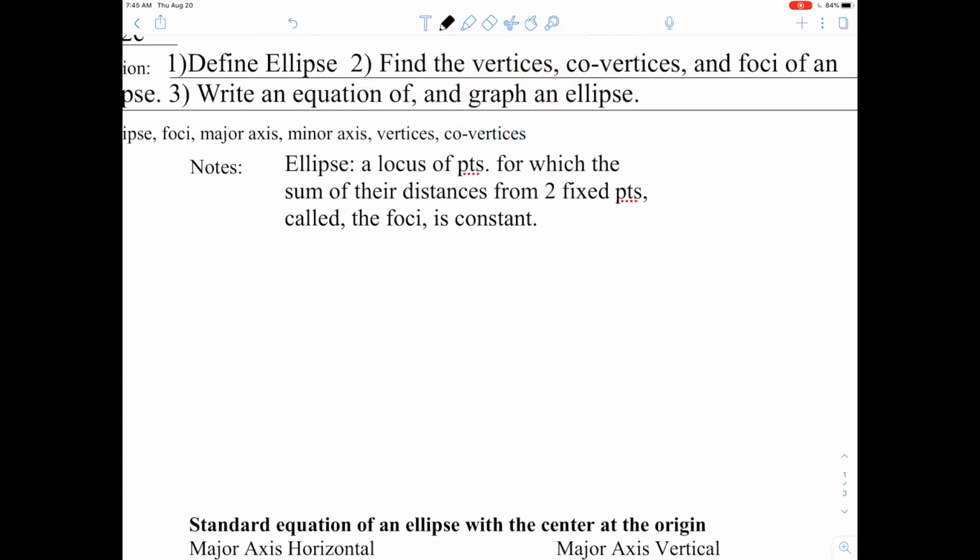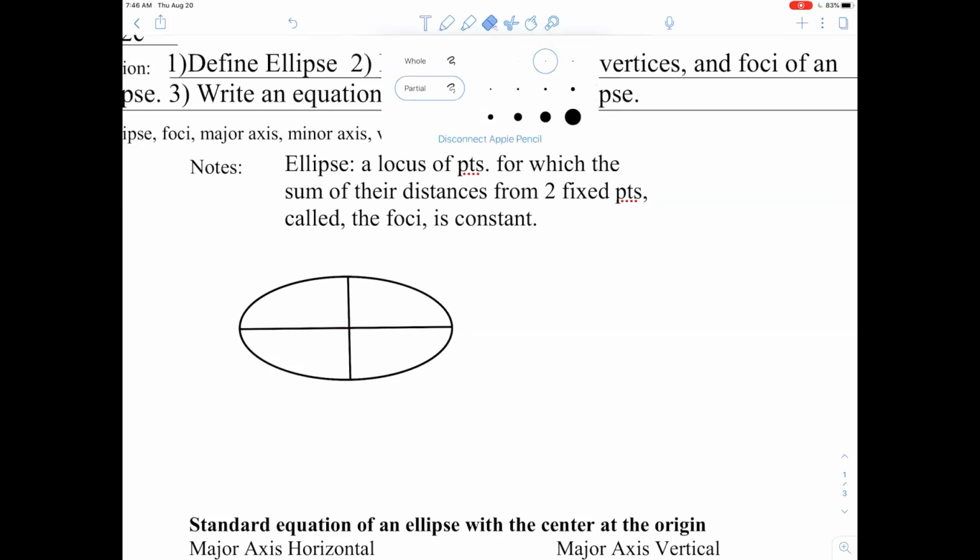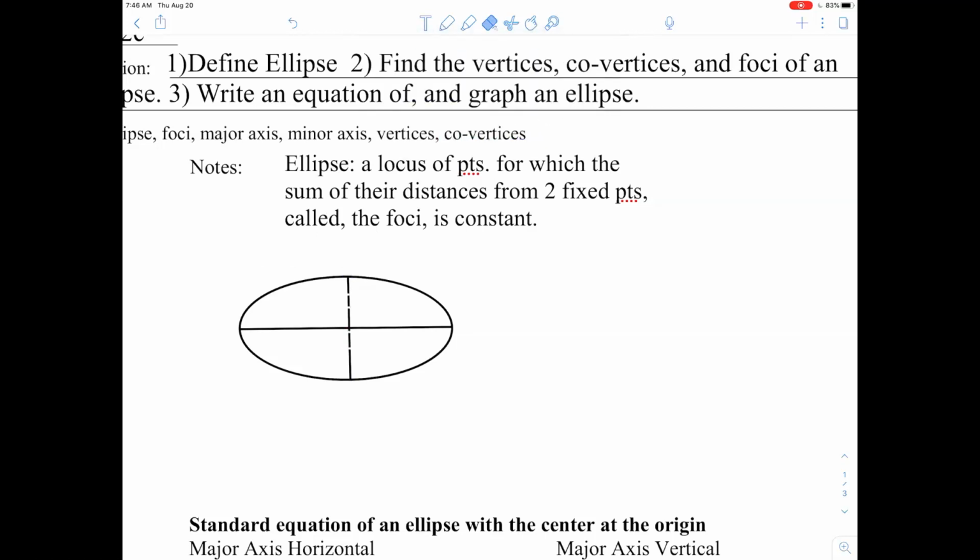So for example, let me draw an ellipse here and just straighten that up a little bit, give myself a little more room. Okay, so here we have our major diameter, or our major axis, okay? And this will be our minor axis here. Okay, and these aren't actually part of the graph, they're just distances, so I'm going to go clean those up.